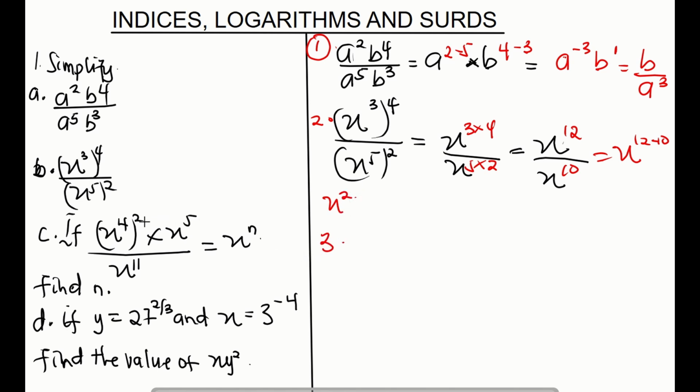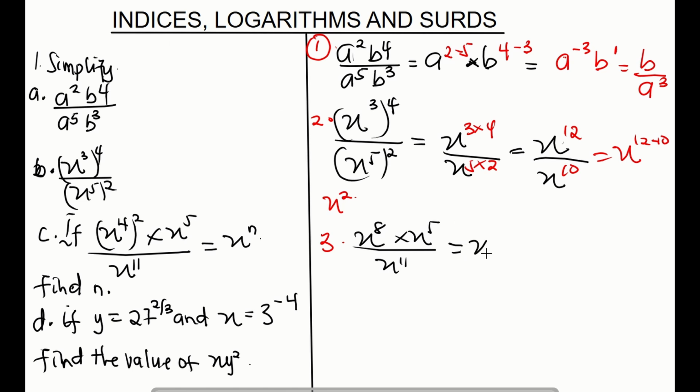Now if x to the power 4 all squared times x to the power 5 all over x to the power 11 equals x to the power n, find the value of n. With a question such as this, this is an equation. What we do is that we first simplify the left hand side and equate it to the right hand side. Simplifying the left hand side, we are going to have x to the power 4 times 2, which is 8, times x to the power 5, all over x to the power 11.